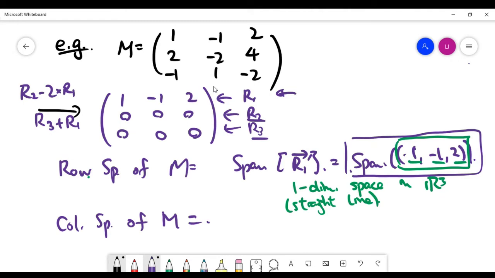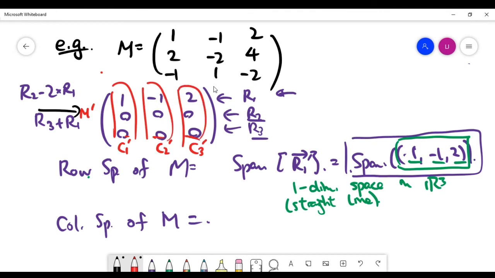For the column space, we have to be slightly more careful. We cannot simply use the column vectors of the new matrix to form our column space. For example, if you look at the M prime here, the three columns are like this, and it's obvious that all three vectors point to the same direction, right? I think it's obvious because C2 prime is minus C1 prime, and C3 prime is 2 times C1 prime. So all the vectors point to the same direction. And it means that if you look at the basis of the column space, we don't have to use all the three vectors.